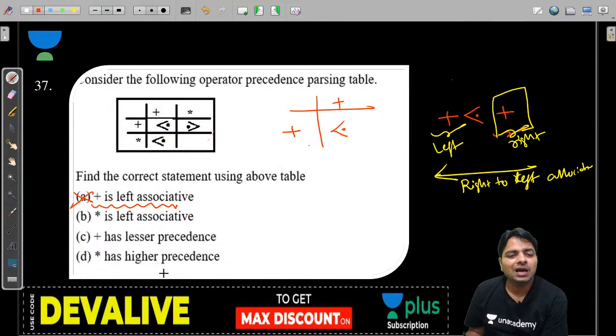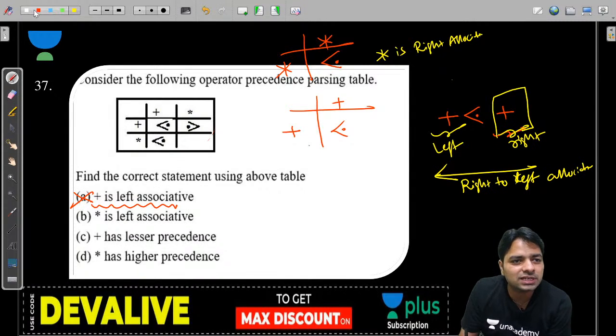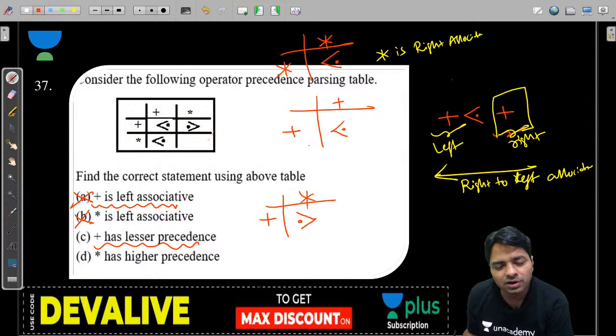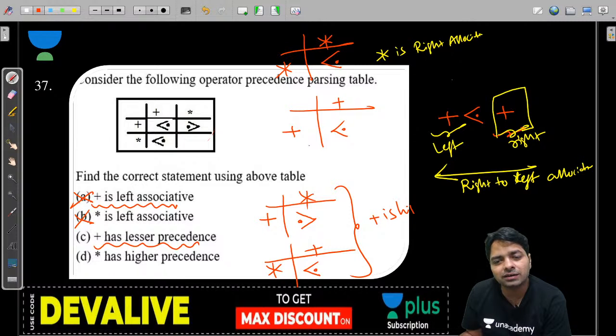So A is wrong. And star is left associative. Look at star and what relation we have for star. Same relation, guys: star is also right associative, because the right star has more precedence. So this is also wrong. And plus has lesser precedence. Now plus and star you have to compare. Plus and star, and star and plus. Look at both of them. For plus and star, plus is more. And look at star and plus. Who is more? Star is less than plus. So both of them say that plus is higher.